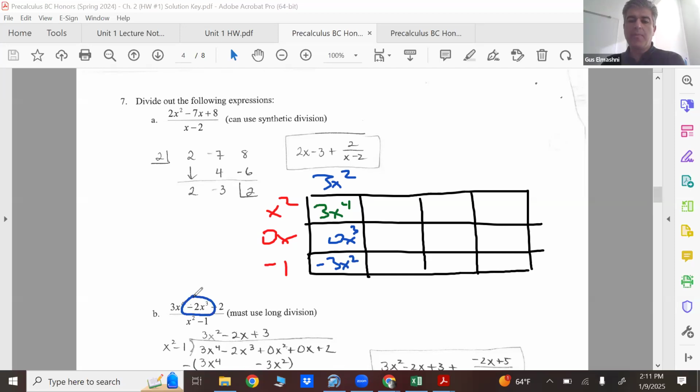Let's look at the numerator. What's the coefficient of x cubed? So you need this to be negative 2x cubed, because 0x cubed minus 2x cubed is negative 2x cubed. So this becomes negative 2x. So you get 0x squared and positive 2x. All right, now we go again.